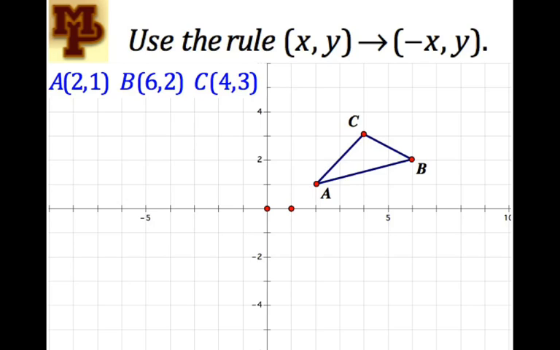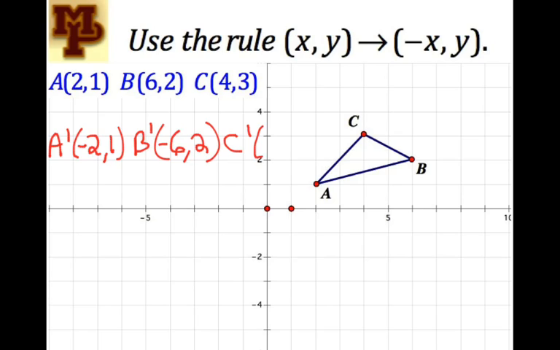Alright, now let's see what happens when we change the sign of the x and keep the y the same. So this time I have already written out the points. So let's see what our new points are going to be. So that means that A prime would become the opposite. So that would be -2, 1. And B prime would be the opposite. So -6, 2. So again, the y coordinate is staying the same. And then C prime is -4, 3. Alright, let's plot that, see what it looks like.